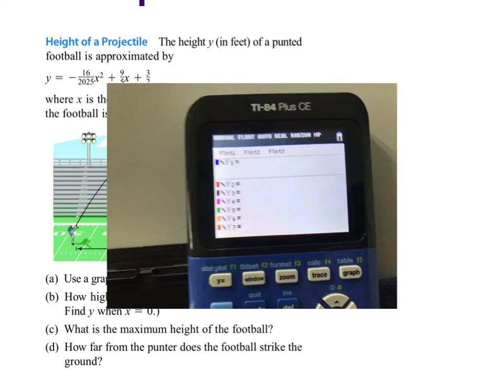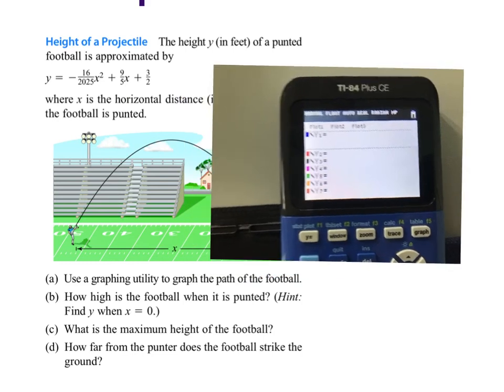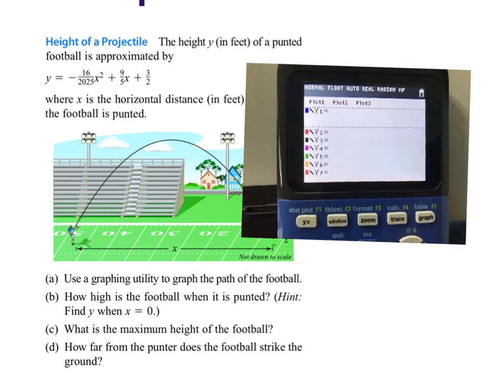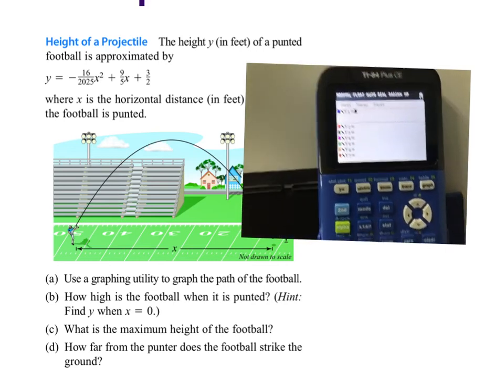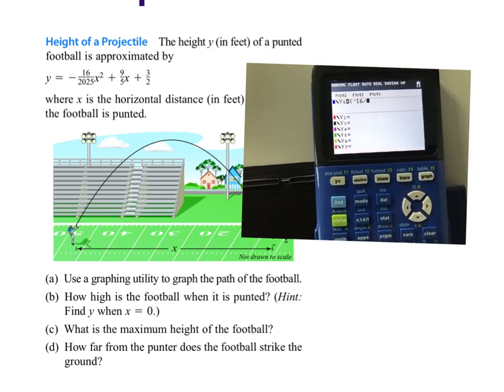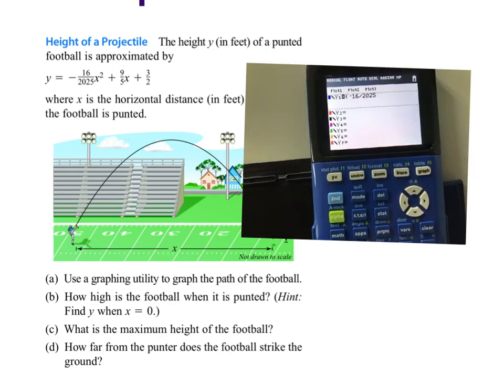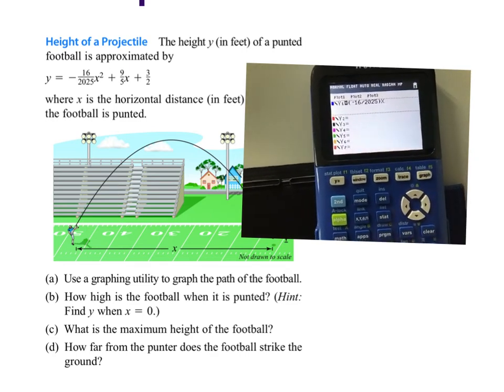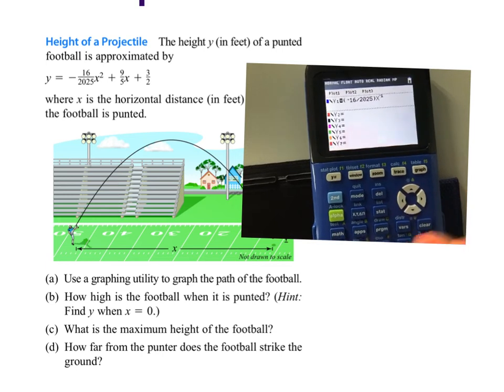This one's tricky because there's fractions in there. When you type those fractions in, you've got to go to your y equals. I'm going to clear out what's there. I have to put parentheses. So I'm going to do parentheses negative 16 divided by 2025. Close my parentheses. X squared. Oops, not negative 1.